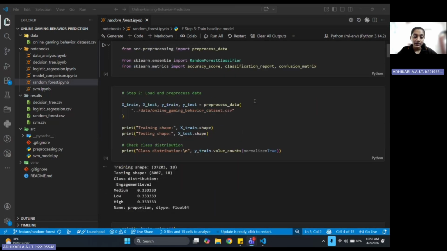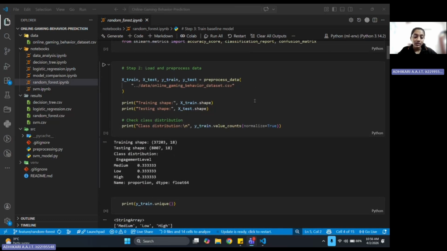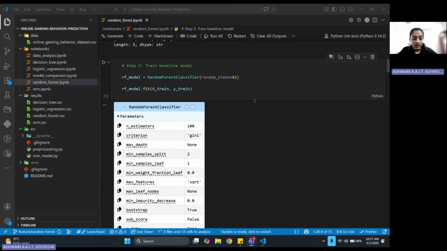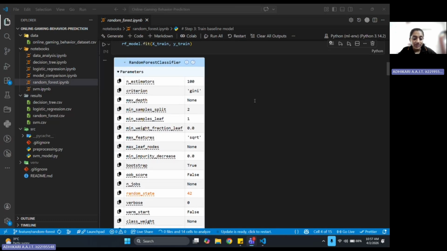Here I trained the random forest model using the preprocessed dataset. The dataset already went through cleaning, encoding, scaling, and smart balancing. The model is created using RandomForestClassifier with a fixed random state for reproducibility. During training, the model builds multiple decision trees using random sampling of data and random selection of features at each split. This helps each tree learn slightly different patterns from the data.